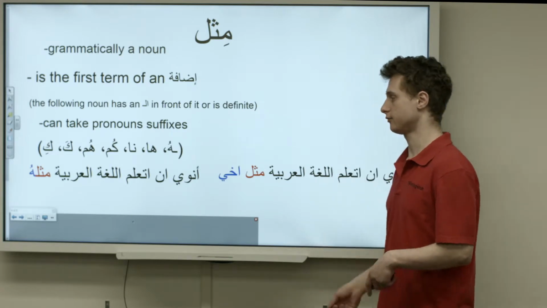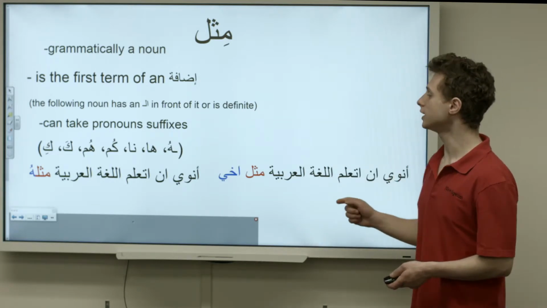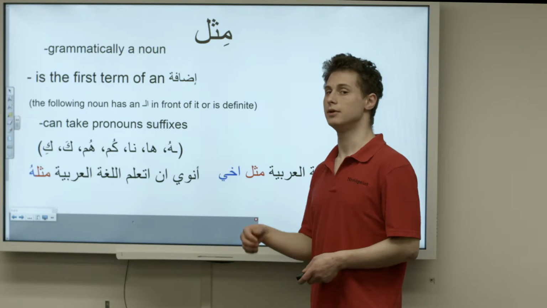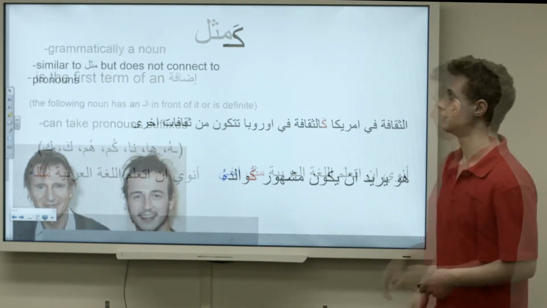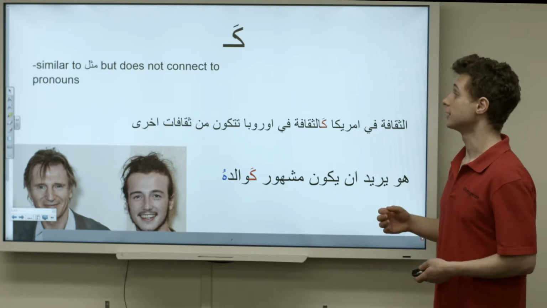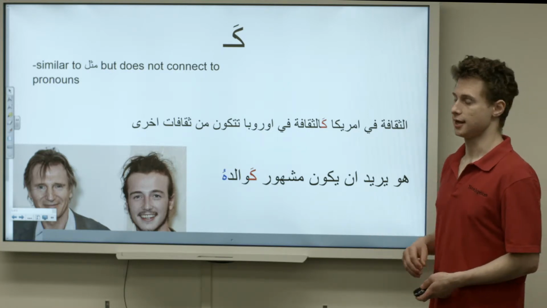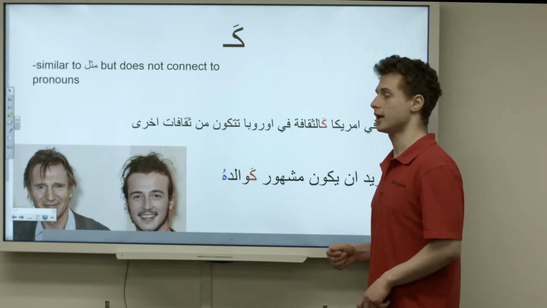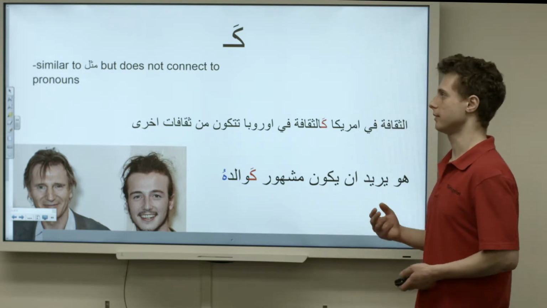But you could be less redundant if you were already talking about your brother, and you could say أنوي أن أتعلم اللغة العربية مثله, like him. The second example is ka. So ka and mithal are very, very similar, but instead, ka does not attach to any pronoun suffixes. So you can't say ka-hu, ka-ha. That wouldn't make any sense.